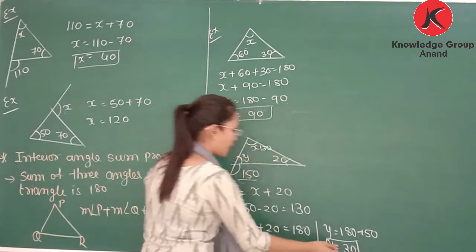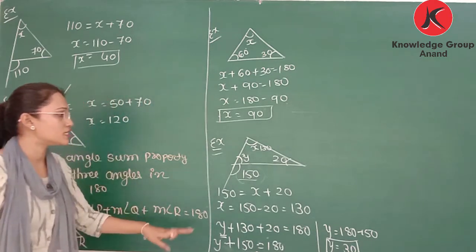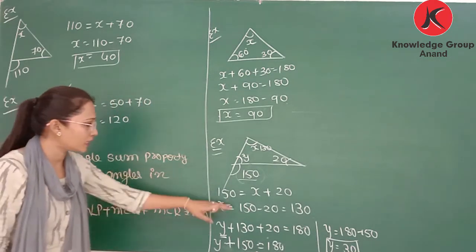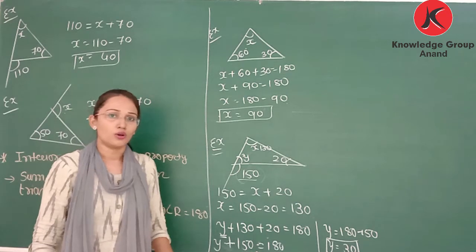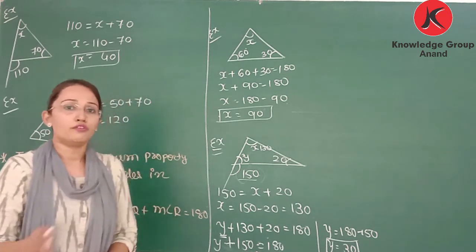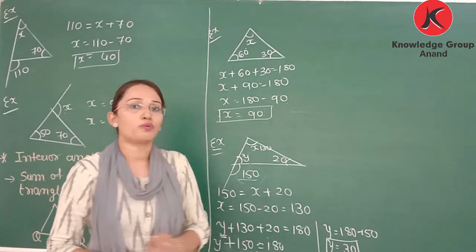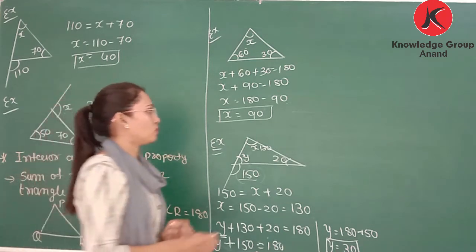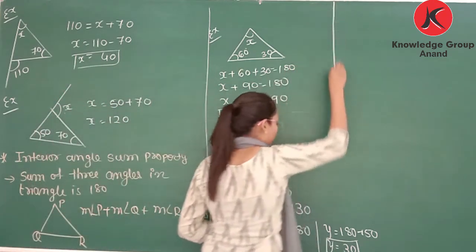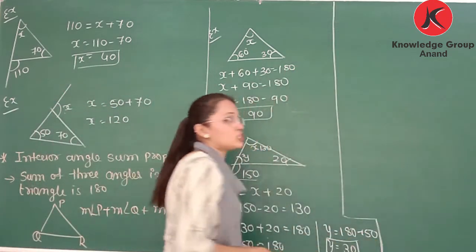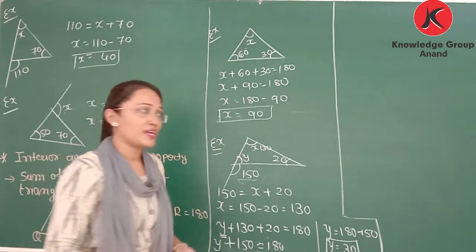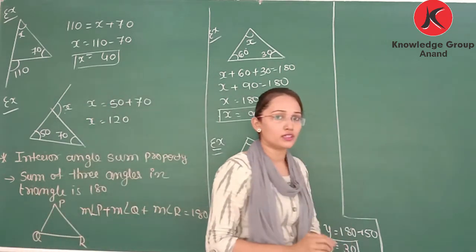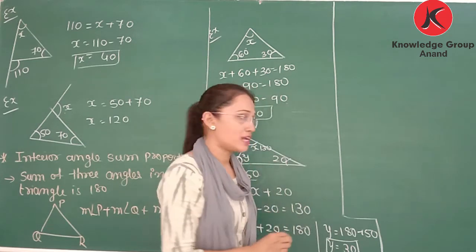We saw an example in which we need to use the concept of the interior angle sum property and the exterior angle property. Okay, you need to remember in which kind of figure which property is satisfied. After that we learn about the special triangles. Special triangles are the equilateral triangle and the isosceles triangle.